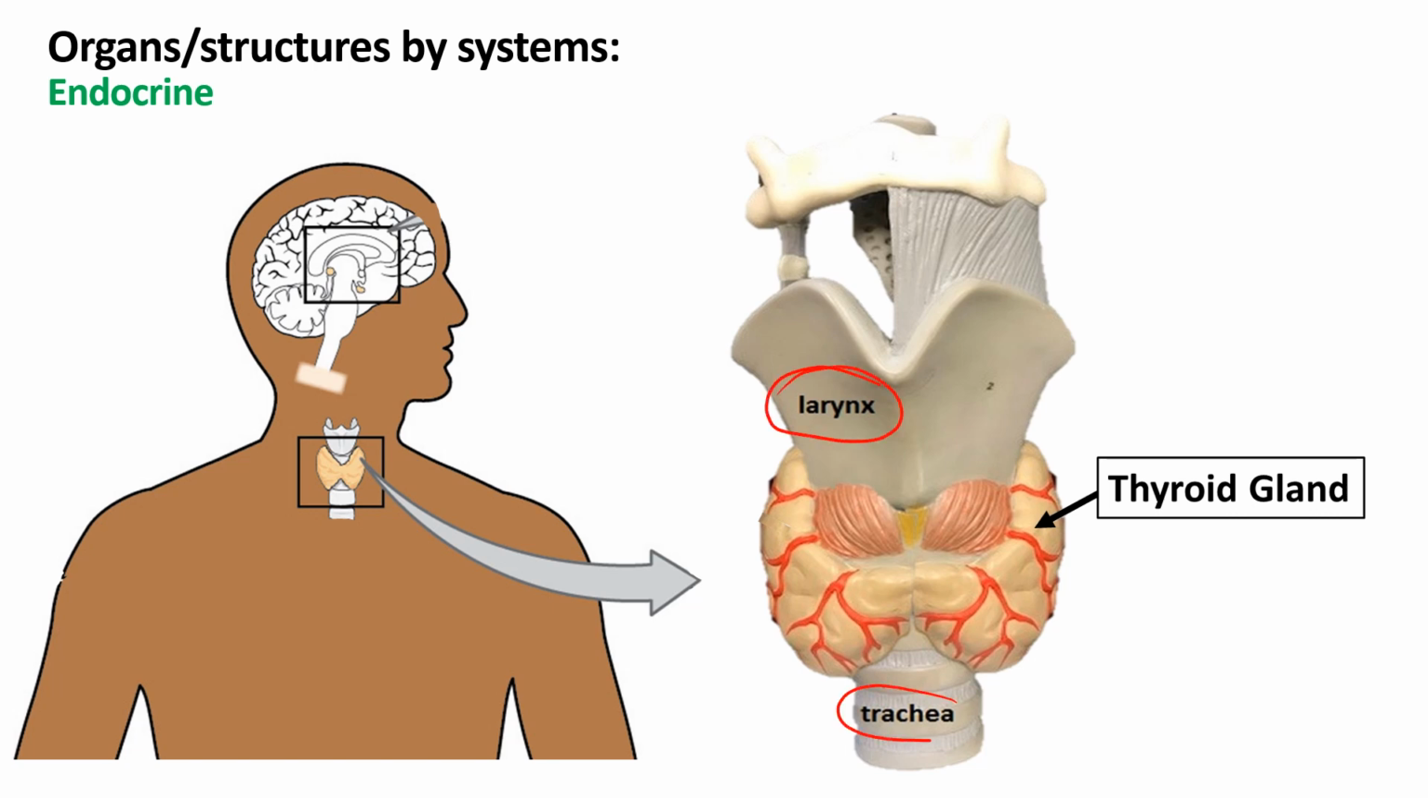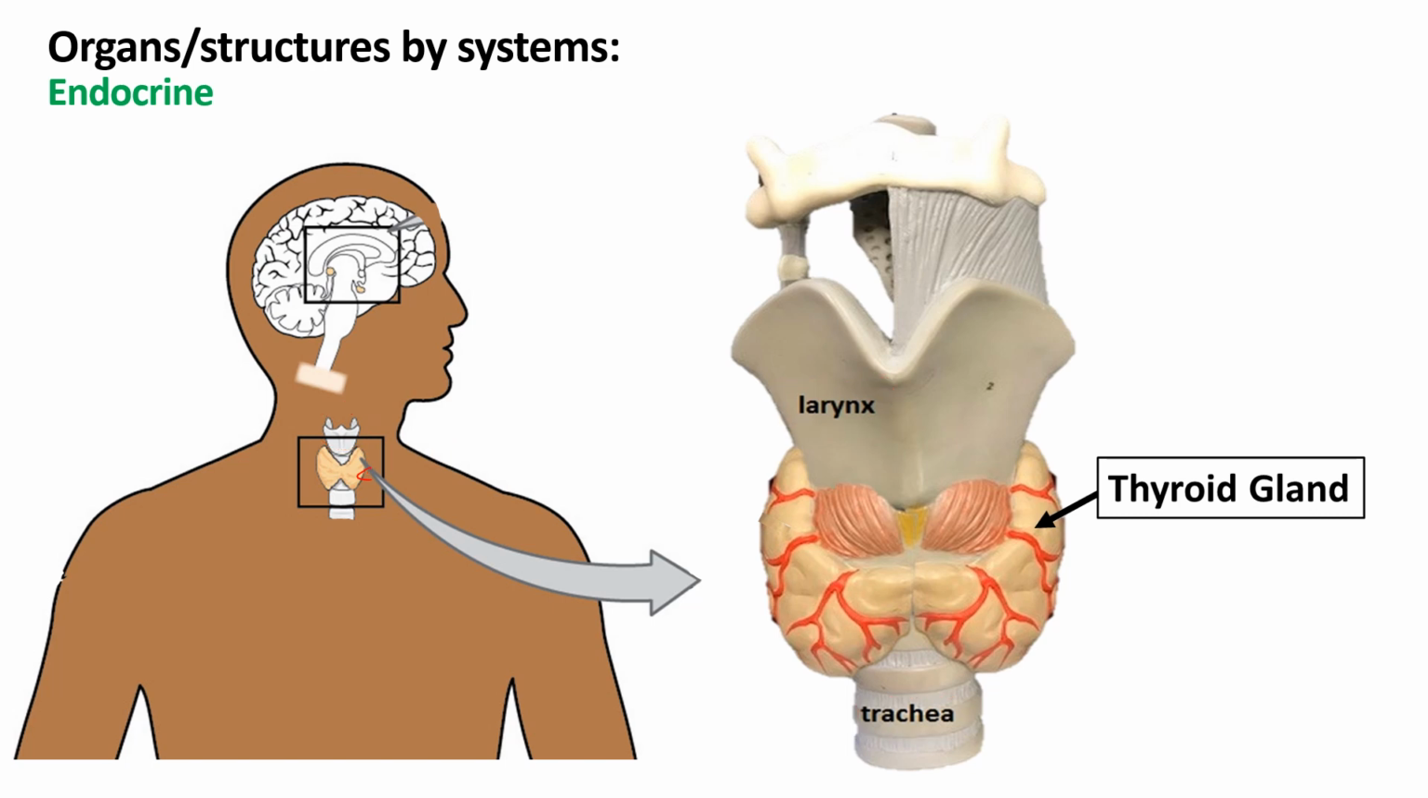Below here we have the trachea. Those organs are part of the respiratory system. Now, this is something that students get wrong in the exams pretty often. Most of the time, when we show pictures of the neck and we point here, they say, oh, it's the thyroid gland. Or vice versa. We point to the thyroid gland and they say, oh, that must be the larynx, or that must be the trachea. So be careful with those two.